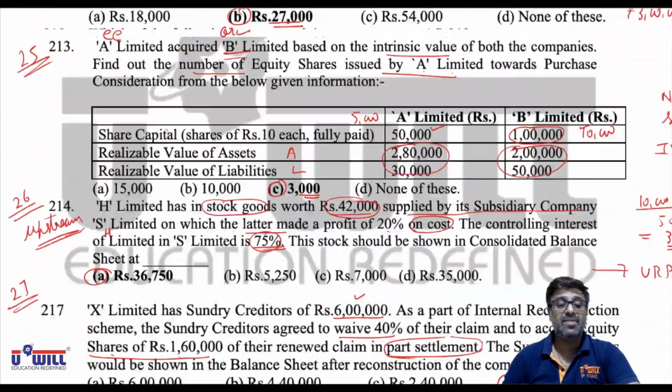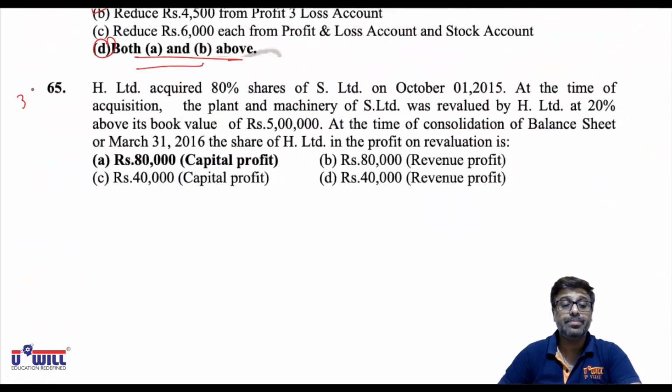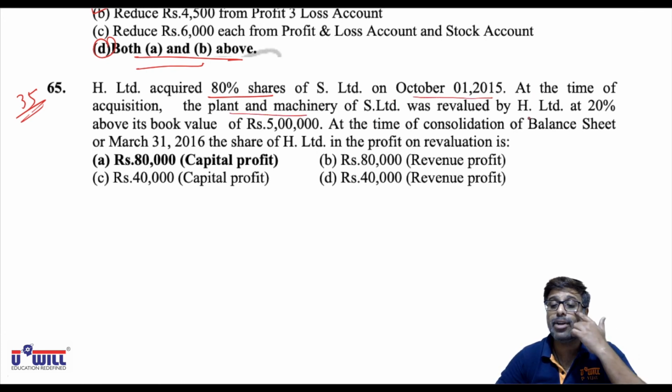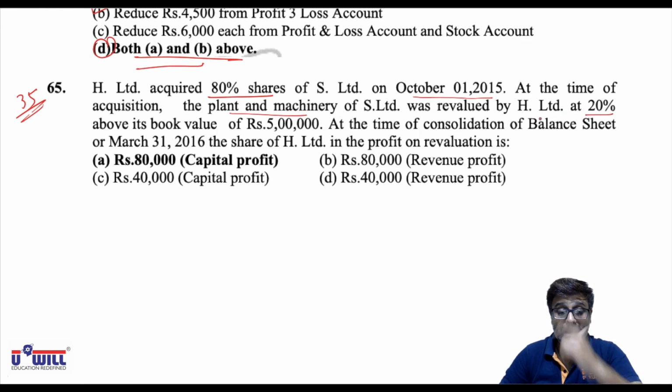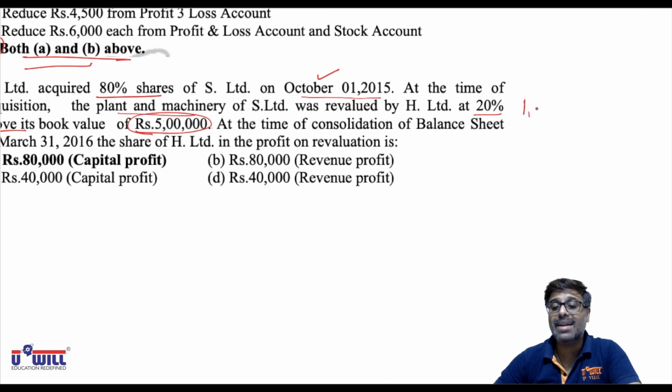Last question, 65. Look at it, everyone. Be attentive. H Limited acquired 80% shares of S Limited on October 1, 2015. At the time of acquisition, plant and machinery of S Limited was revalued by H Limited at 20% above its book value of 5 lakhs. So it is directly given that book value means it was on 1st October only. So directly 5 lakhs, 20%, you can say 1 lakh, it is valued higher on that date.